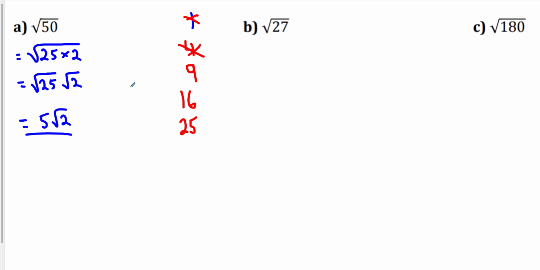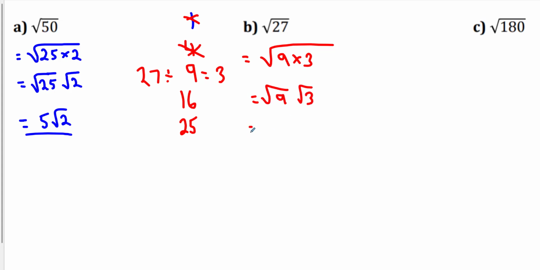27 divided by 9, what about 27 divided by 9? If you check that, you get 3. So that means 9 is a factor of 27. So we split this up into 9 times 3. And then we split them into 2 separate radicals. And we realize that, hey, square root 9 is just 3. And the root 3 cannot be simplified any further. So this is our final answer, 3 root 3.